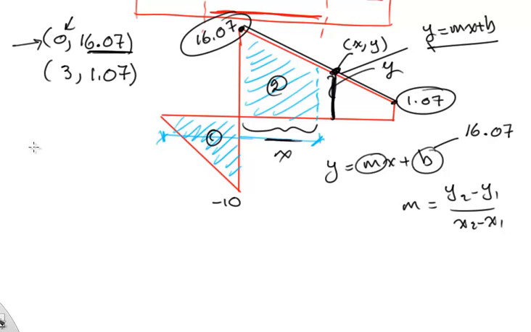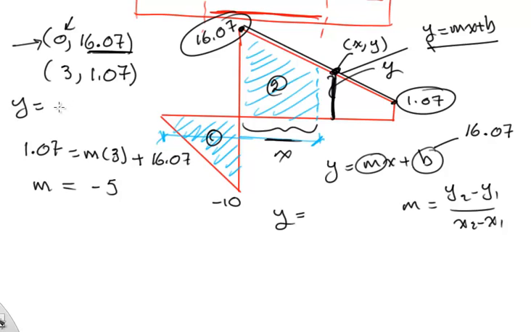So if I substitute the second point into the equation, the y for the second point equals m multiplied by 3, which is the x, plus 16.07, and if I solve for the m value, I will get a slope of minus 5. So the equation for my line is, let me write it here, y equals minus 5x plus 16.07.